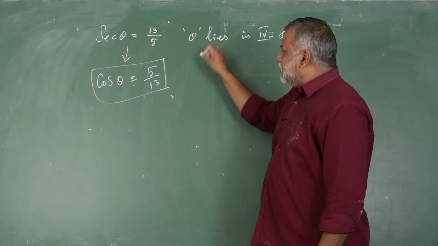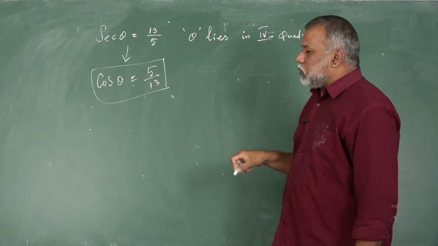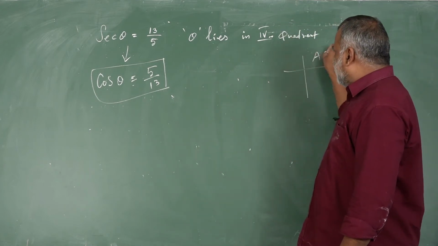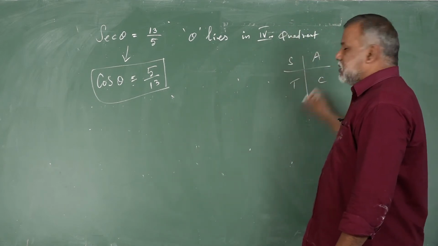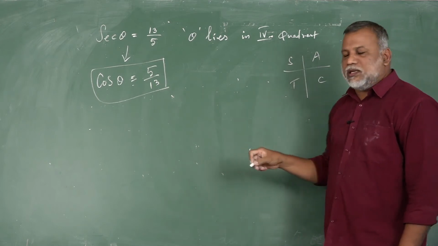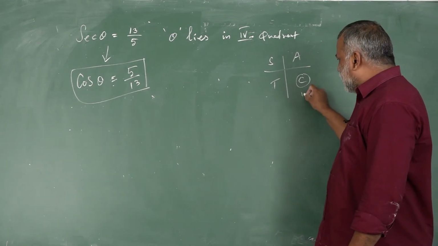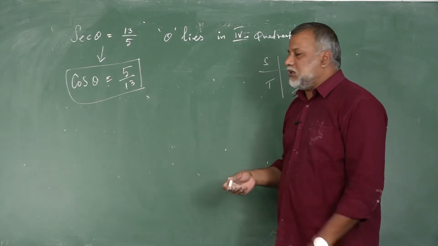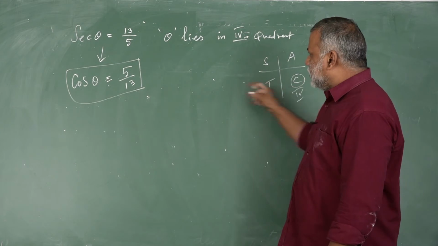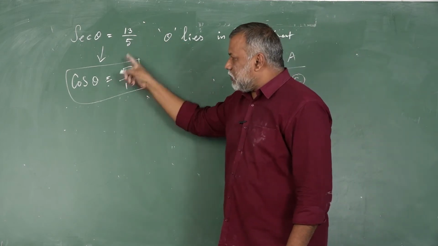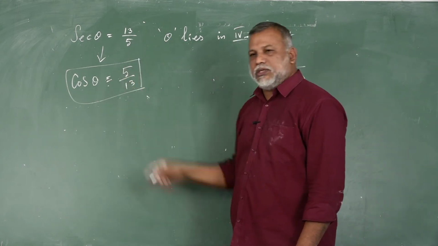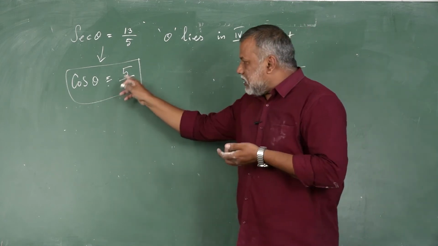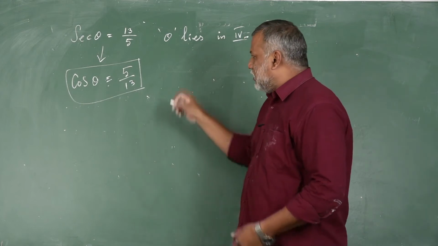See the given data. Theta lies in the fourth quadrant. As per the ASTC concept, you know very well about it, in the fourth quadrant, cos and its reciprocal secant are positive. Therefore, secant, the given data, is positive, and its reciprocal is also positive. The remaining four get negative. That means cos theta equal to 5 by 13.